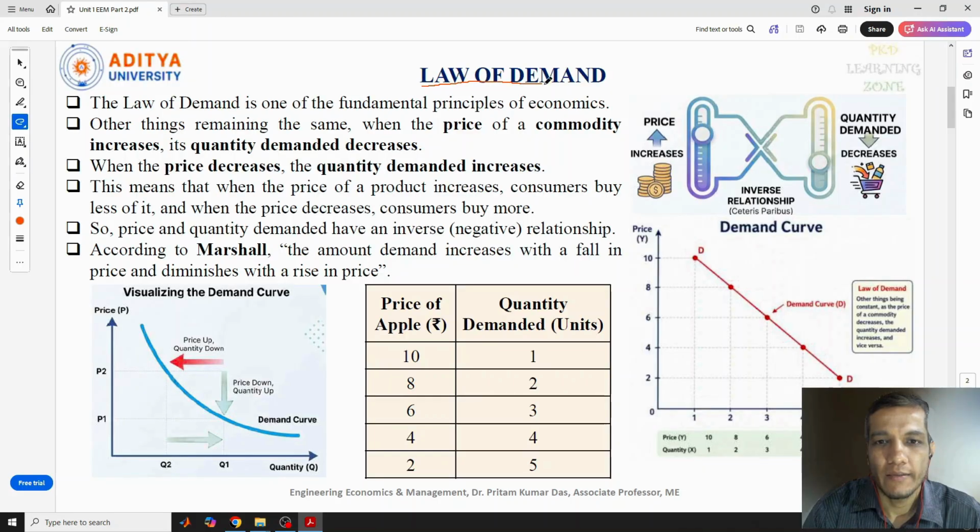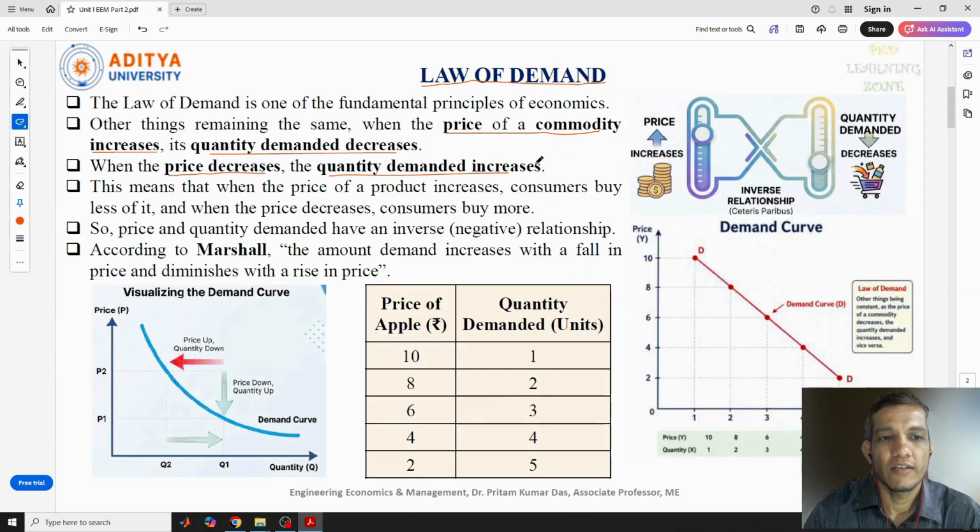So the law of demand is a fundamental principle of economics. And how will we define this law of demand? By keeping the remaining things constant, if the price of a commodity increases, its quantity demanded decreases. So that is the law of demand. When the price decreases, the quantity demanded increases. Vice versa, when the price of a commodity increases, the quantity demanded decreases. Similarly, when the price of the commodity decreases, the quantity demanded increases.